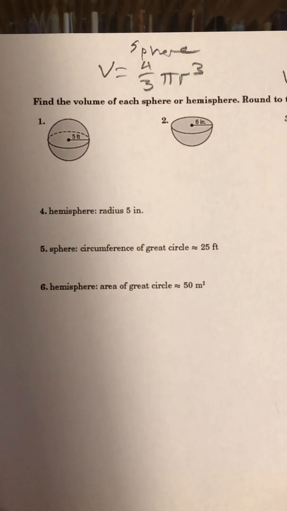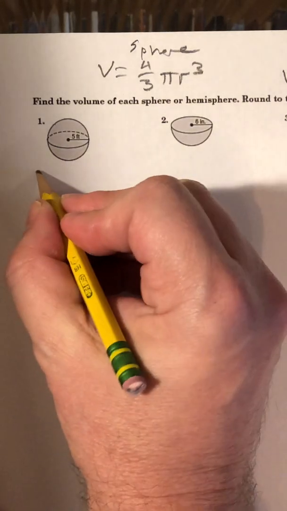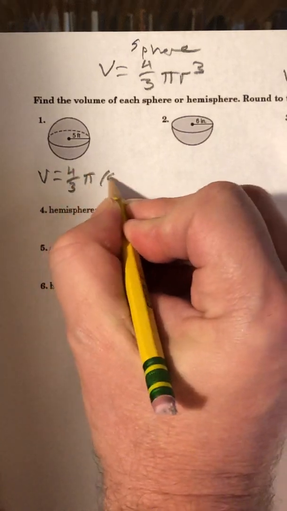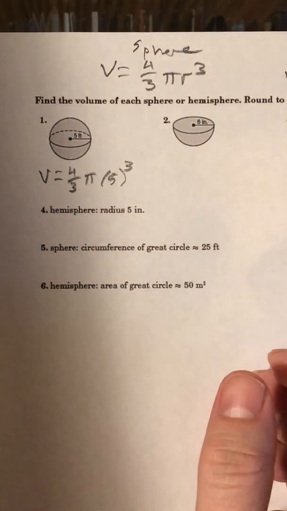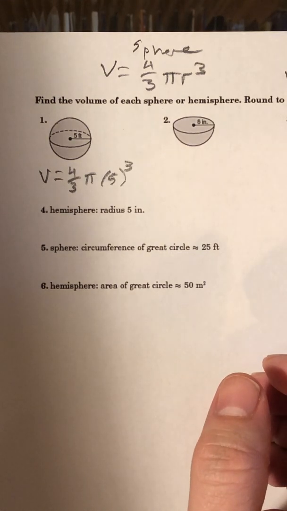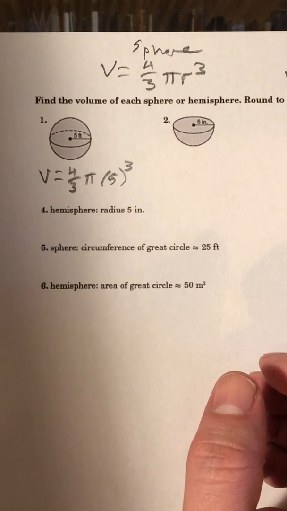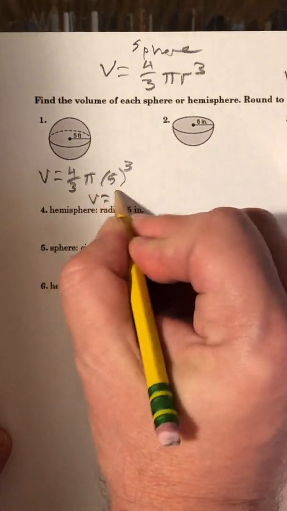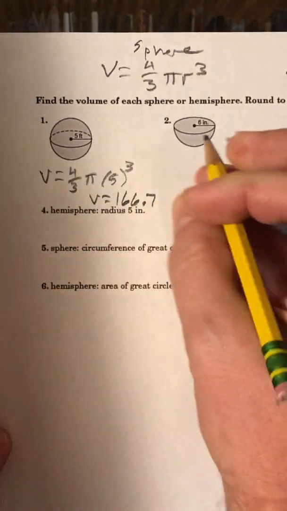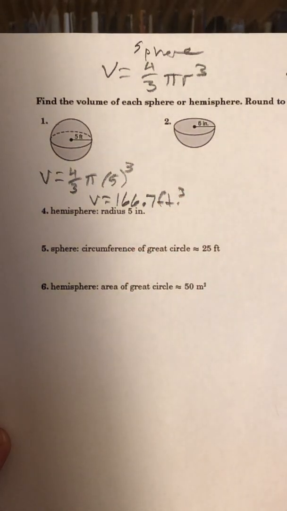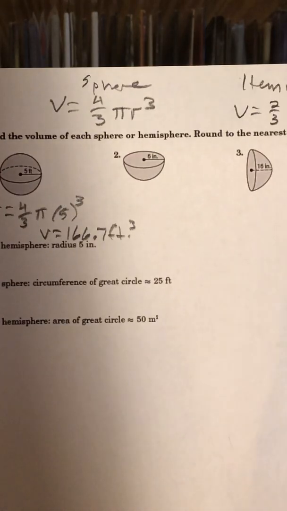So in this one, the first one, the volume is going to be 4/3 pi times 5 cubed. Okay? So 5 cubed is 125. Divide by 3 and multiply by 4, if you want to do it that way. So the volume here is going to be 166.7. We've got cubic feet.